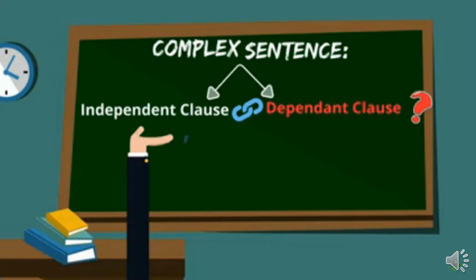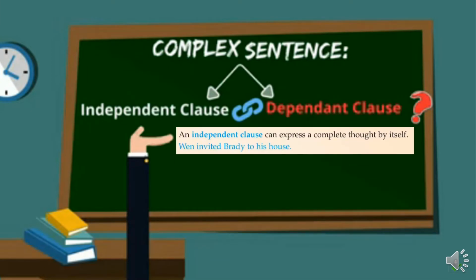Let's talk first about an independent clause. An independent clause can express a complete thought by itself. For example, "When I invited Brady to his house." So this is a complete sentence with a subject and a verb, and it is considered an independent clause, which means that it can express a complete thought by itself or it can stand alone by itself.